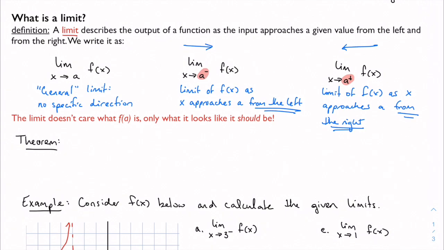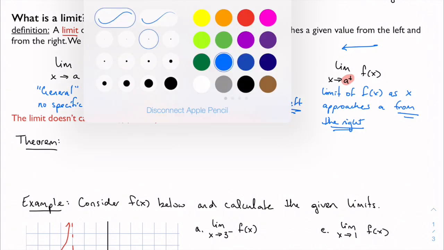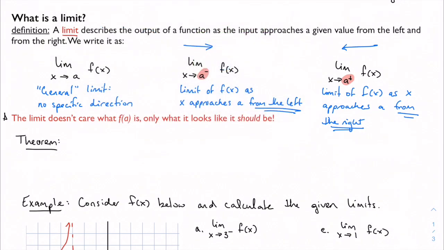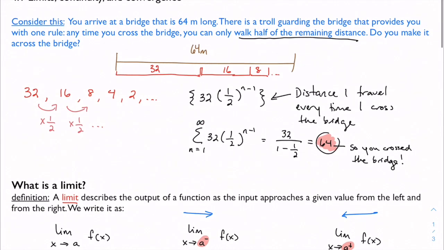The key that I've already hinted at is right here. If I'm talking in limits, I don't care what f of a actually is, right? What that number is when I actually get to the value that I'm approaching. I only care about what it looks like it's going to be. So to go back to my bridge example, I don't care whether or not I really make it over the bridge. It just looks like I did, so we're going to say that I did.